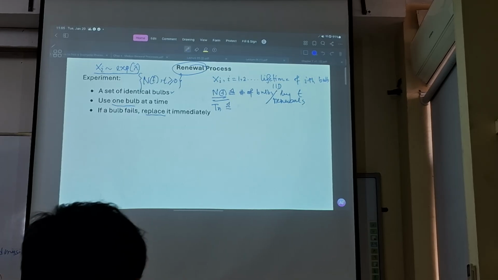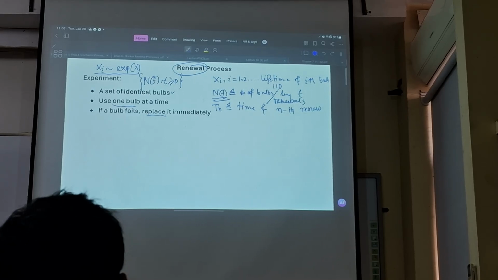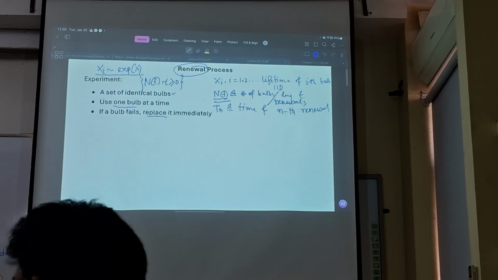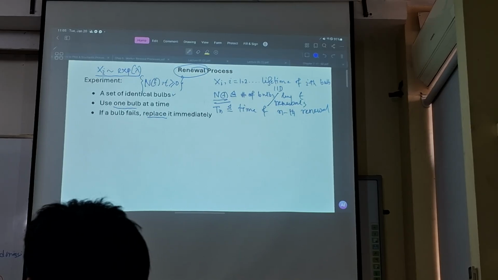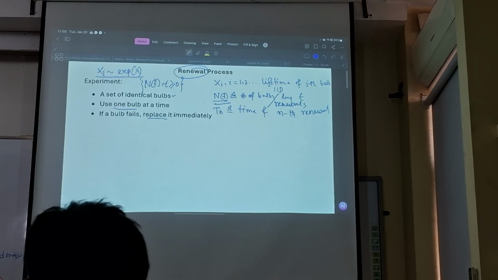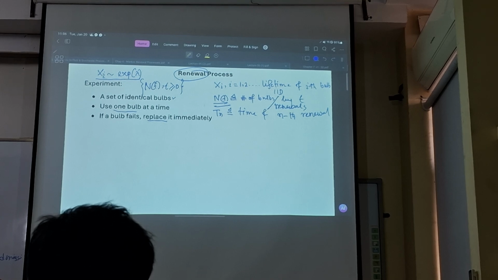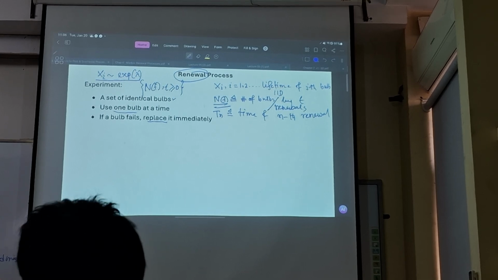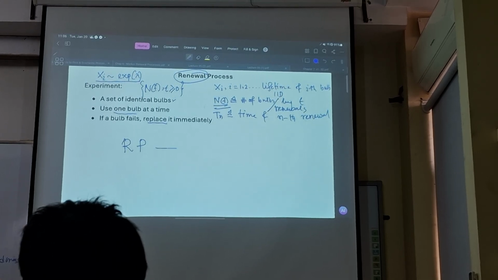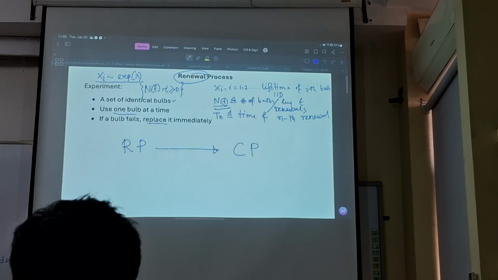What is that? This is the time of the nth renewal. Then we say such a process is a renewal process, and it will be a counting process. So a renewal process becomes a counting process.